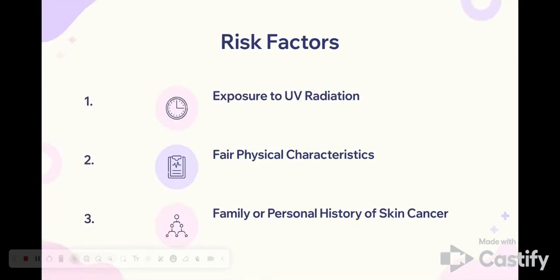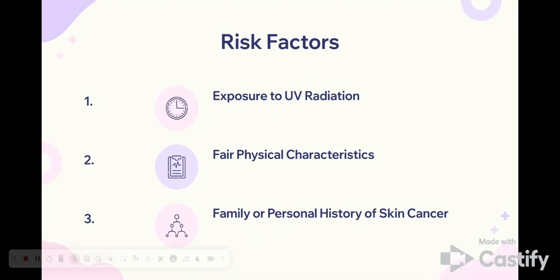Risk factors. 3 key risk factors for developing skin cancer. Number 1, exposure to ultraviolet or UV radiation. UV rays from the sun and artificial sources like tanning beds damage the DNA in skin cells, increasing the risk of skin cancer. This damage can lead to uncontrolled cell growth and cancer development. Both sunburns and chronic repeated UV exposure are significant contributors.